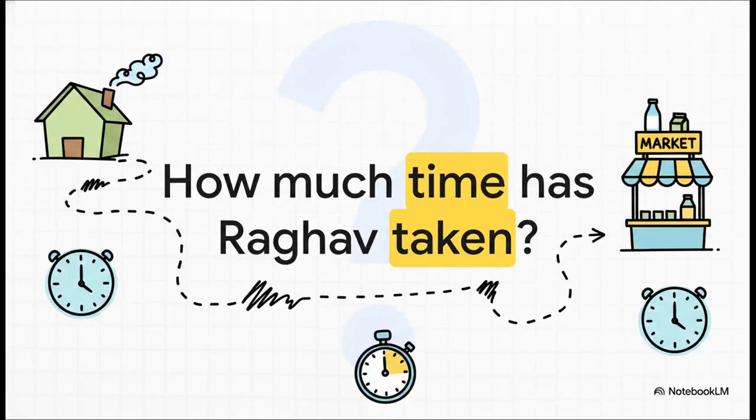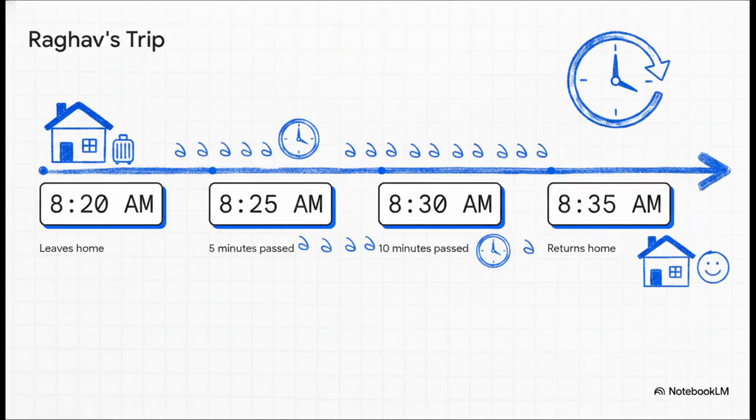Here is a fantastic everyday problem you've probably encountered yourself. Let's say Raghav leaves his house to go to the market for some milk at exactly 8:20 a.m., and he gets back home at 8:35 a.m. How do we actually find the total amount of time he spent running that errand? Well, by tracking the forward movement of the minutes on the clock, we can easily visualize that passage of time.